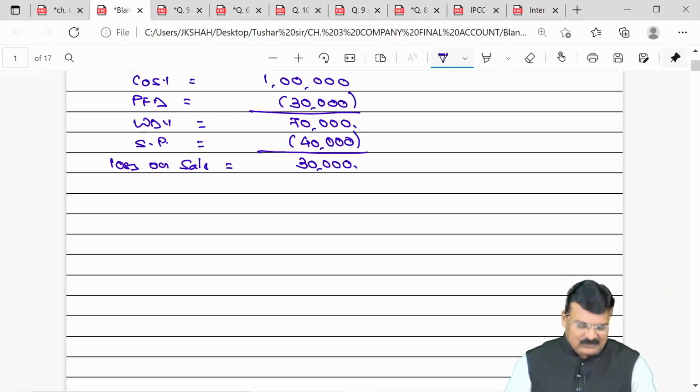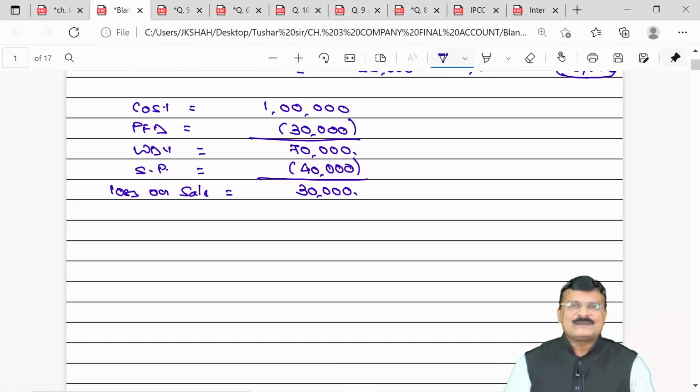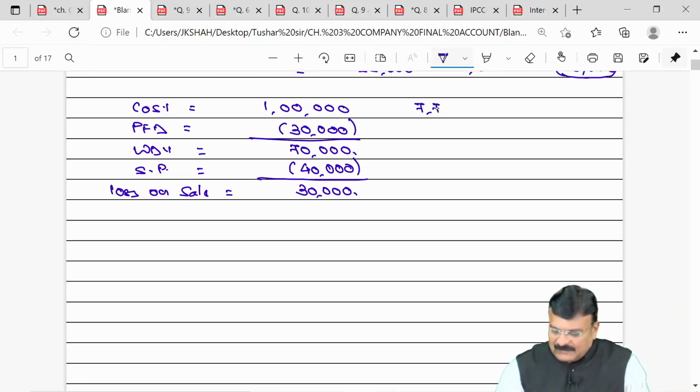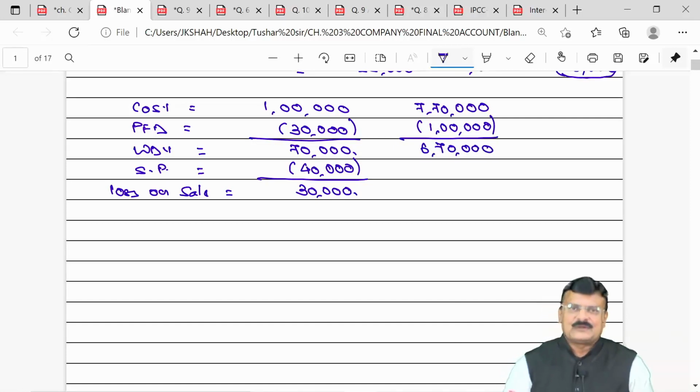Depreciation is to be provided on plant and machinery at 10% on cost, which means you are charging it by the straight line method. Look into the trial balance. What is the cost of plant and machinery? Your plant and machinery at cost is 770. Students, out of 770, we have already sold one machine whose cost was 1 lakh. So the remaining cost is 6,70,000. On that you have to charge the depreciation.